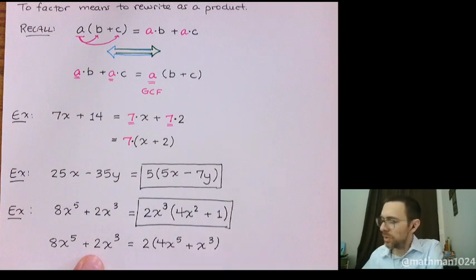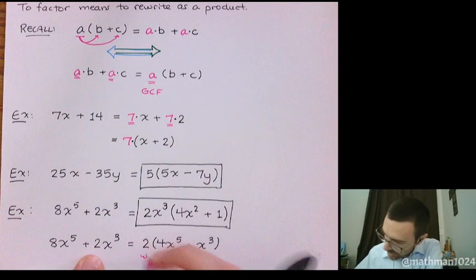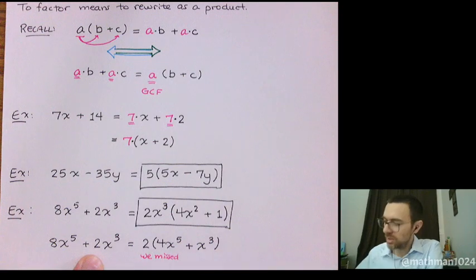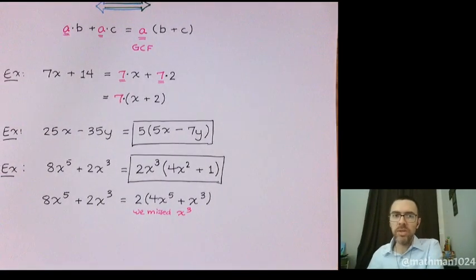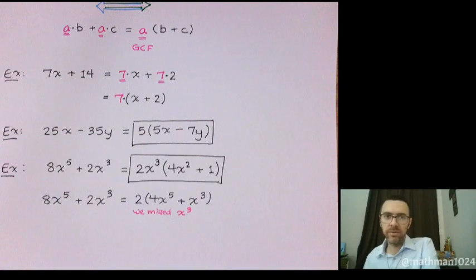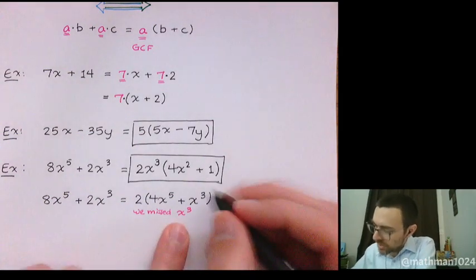Now that looks okay, except for the fact that these guys both contain factors of x. So that means we missed the common factor here of x to the 3rd. So it's not that our answer is wrong necessarily, it's just that we didn't factor enough. So we need to take out the x to the 3rd as well.